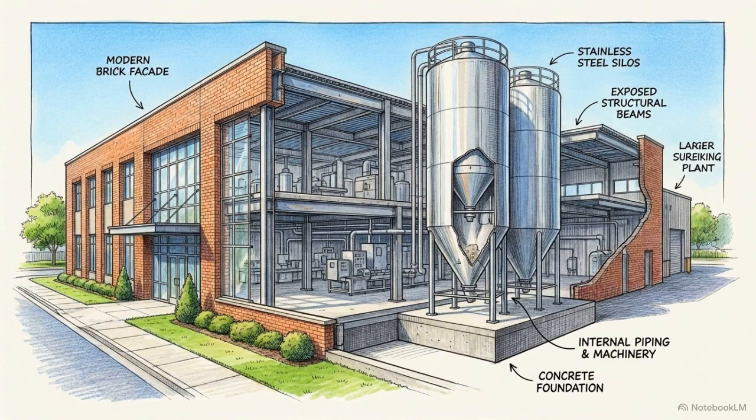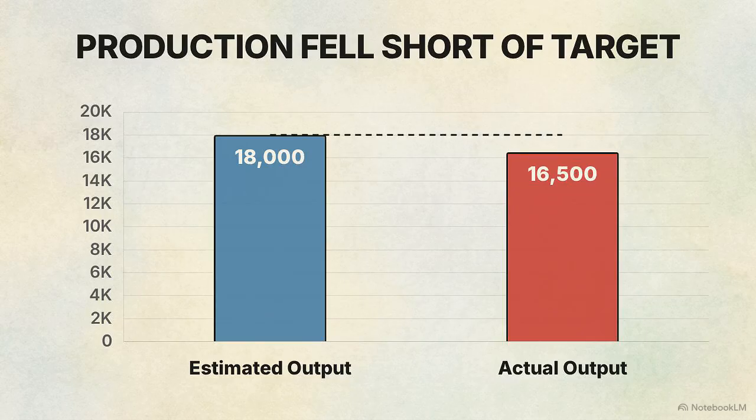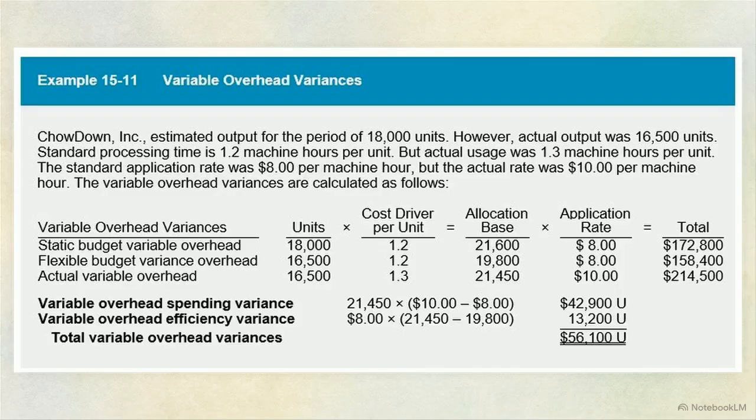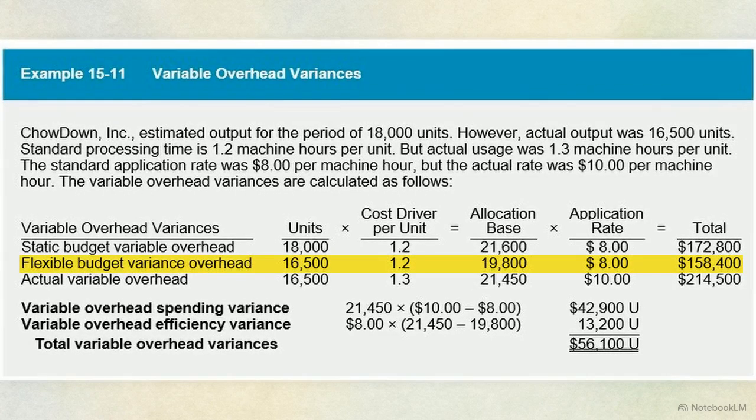Consider the manufacturing data for Chowdown Incorporated. In a recent period, they estimated a total output of 18,000 units. However, their actual output fell short, hitting only 16,500 units. This table breaks down their variable overhead variances, displaying the relationships between units produced, cost drivers, allocation base, and application rates. Notice the flexible budget. The applied amount is derived using the standard input allowed for the actual output achieved. They base their math on the 16,500 units they actually built.